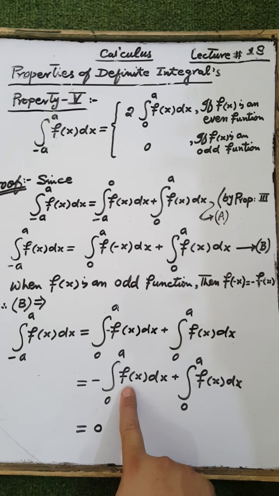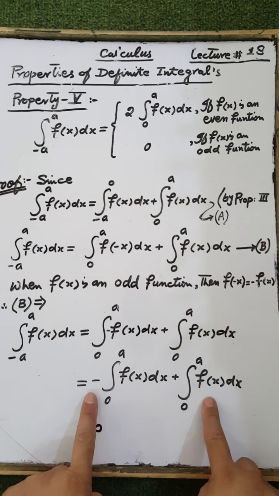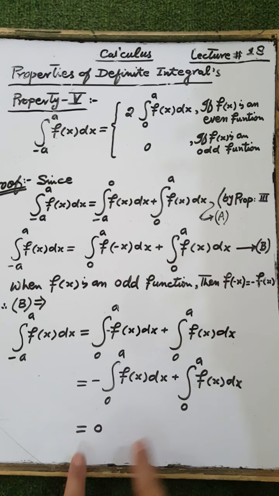The results of integration of f(x) dx on the interval 0 to a are the same, but these are the additive inverses of each other. The result is equal to 0 according to the second condition.